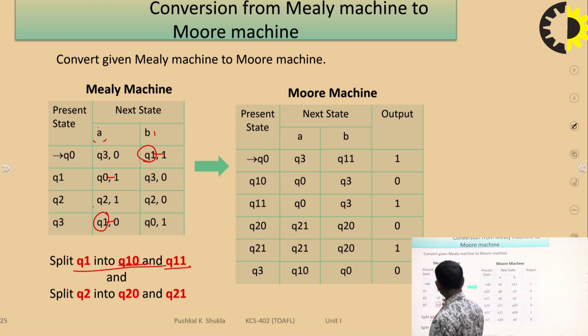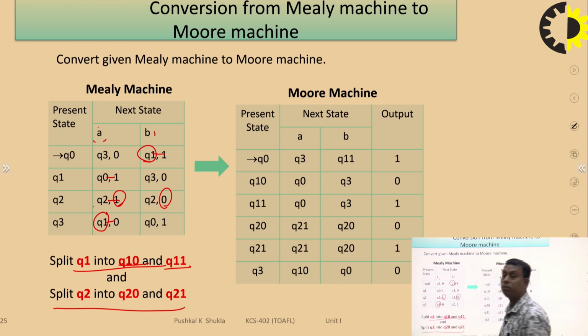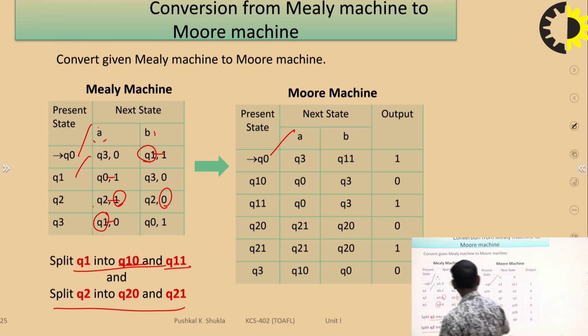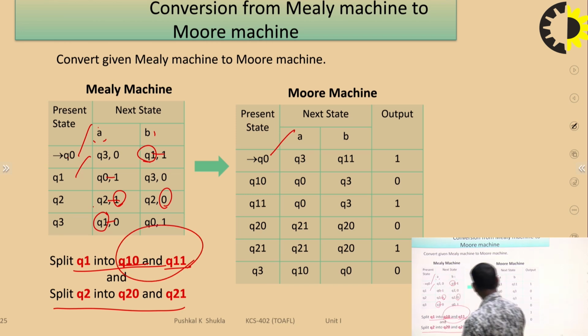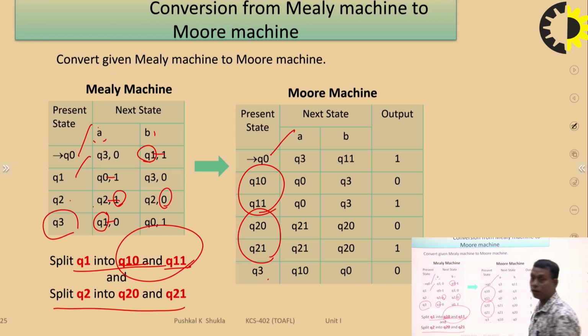Similarly, corresponding to Q2 the output is 1 and again we see output is 0, so split Q2 into two parts, Q2 0 and Q2 1. So we write the present states: Q0 is here, Q1 is divided into two parts, Q1 0 and Q1 1. Again Q2 is divided into two, Q2 0 and Q2 1. So in the place of Q2, two states are there, Q2 0 and Q2 1. And next Q3, then write Q3 here.